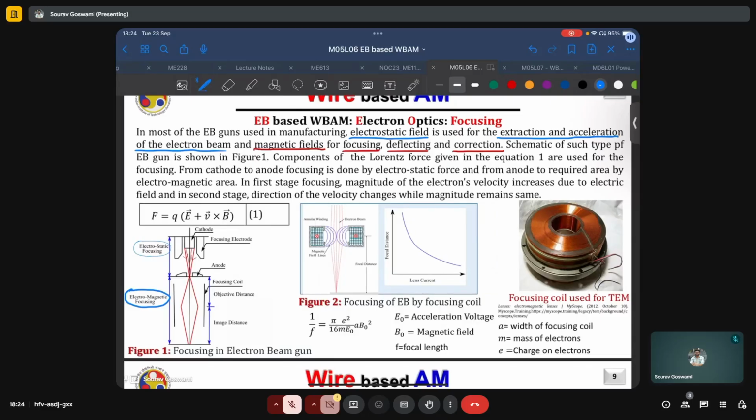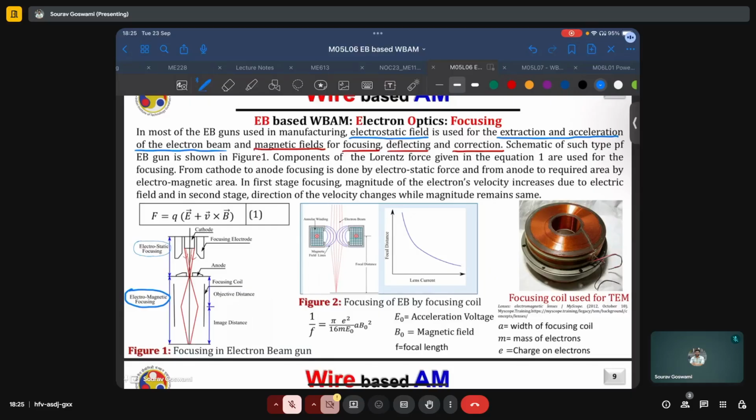Components of the Lorentz forces given in equation 1 are used for focusing. Lorentz forces are generated because of the interaction between the electric field and the magnetic field, and it is given here. The force generated because of this interaction is equal to Q into E plus V into B, where E is the electric field, B is the magnetic field, and V is the velocity of the electron.